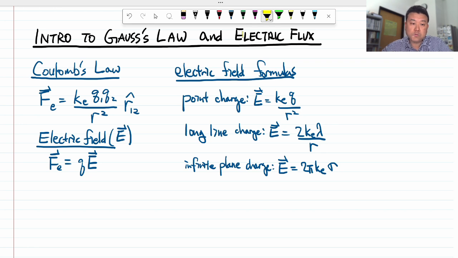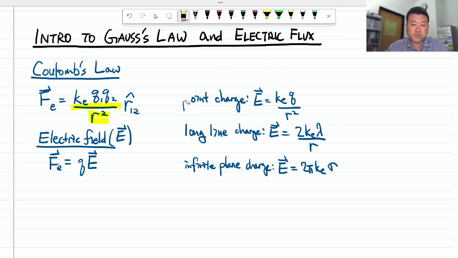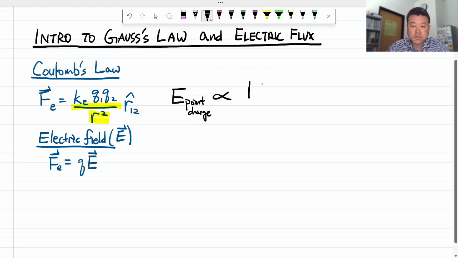Coulomb's law is what we call an inverse square law. Square, because the strength of the electric field depends on the distance squared, and inverse because as the distance increases, the electric field strength decreases. That is, the electric field strength is proportional to 1 over r squared.